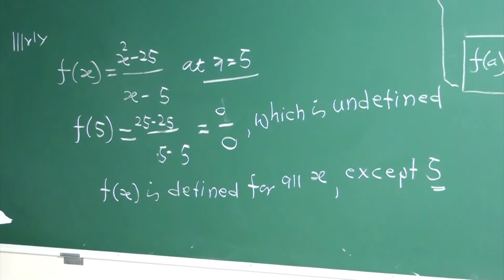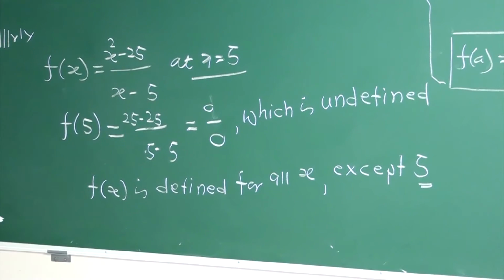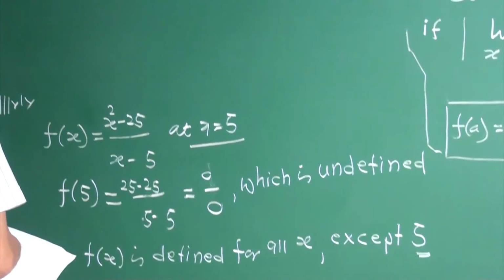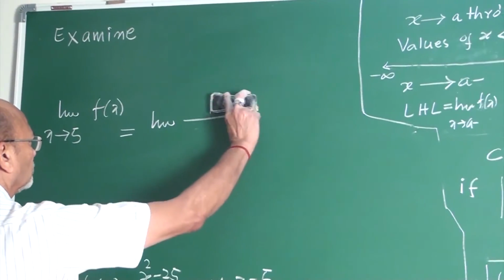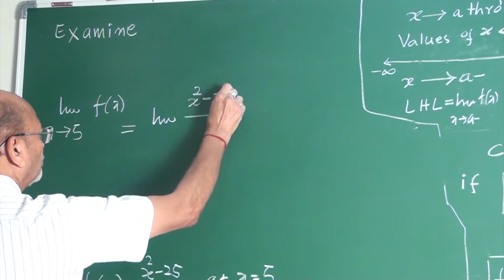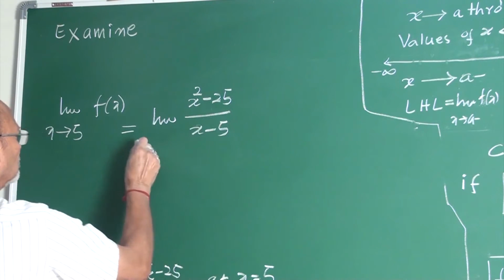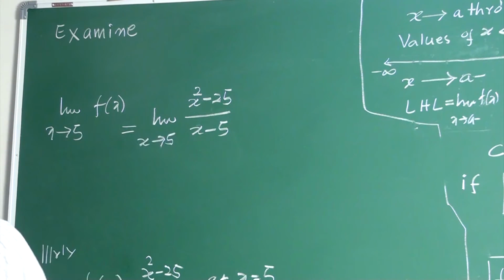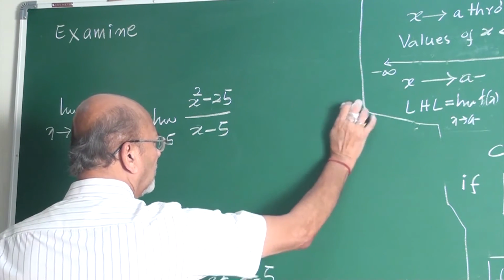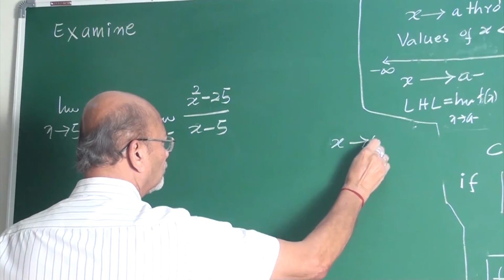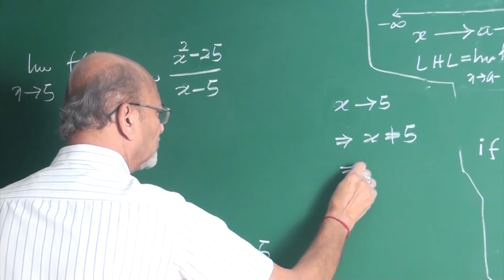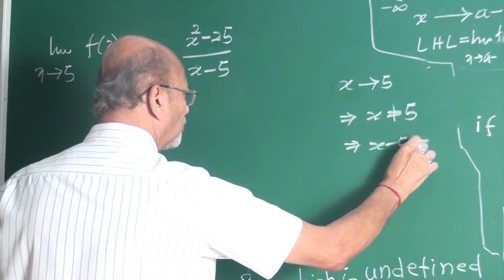Yes, f(x) is defined for all x except at x equal to 5. Even the same thing, the denominator is the same, it becomes 0 by 0. Now it is the limit of f(x) as x tends to 5. This is x square minus 25 upon x minus 5. Limit as x tends to 5 means x tends to 5, x is never equal to 5, so x minus 5 is not equal to 0.